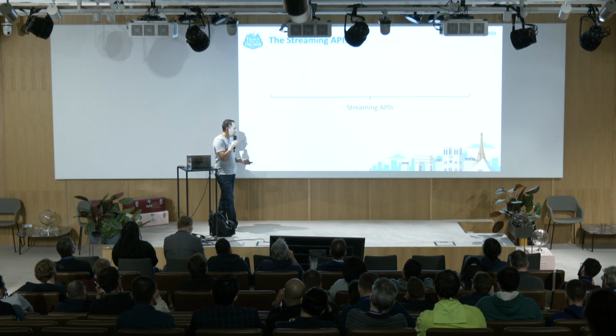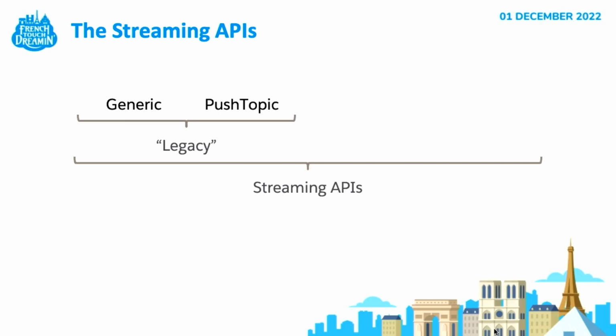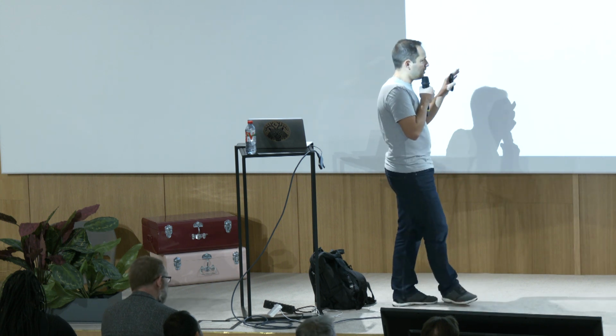And the way I like to put it is that I like to group them in two categories. There are the legacy streaming APIs, which contain generic and push topic. If you've been in the ecosystem for some time, you may have heard of those. The reason why I'm calling them legacy is that we no longer invest heavily in those. So they will continue to work for a number of releases, but Salesforce is not actively developing on those technologies.